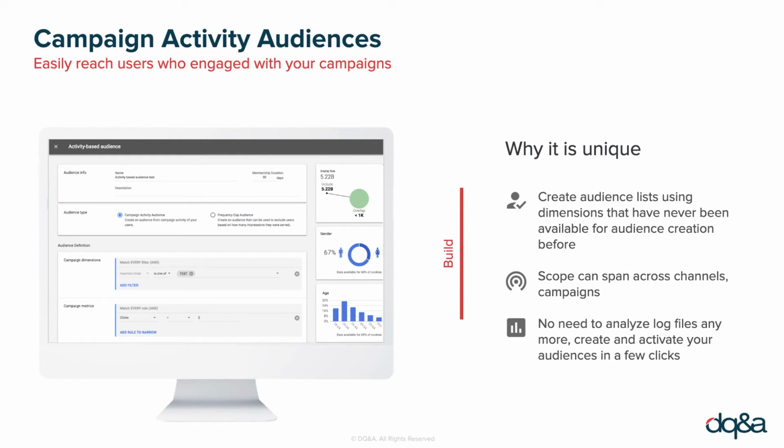And an example of how this audience can be useful to you: let's say you want to reach an audience that is specifically engaged with the previous display or video campaign. With the campaign activity audiences, you can create a list of campaign exposed users or clickers or converters, for example, without having to analyze heavy data transfer files that you would have had to do in the past. And you can do this across campaigns, channels, and advertisers if you've linked them.